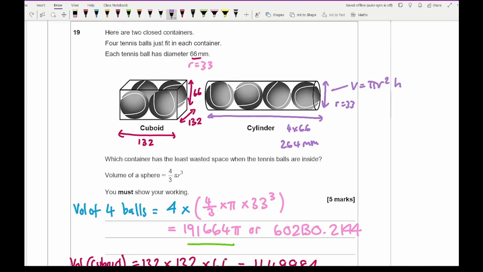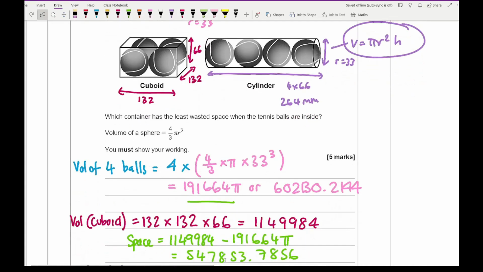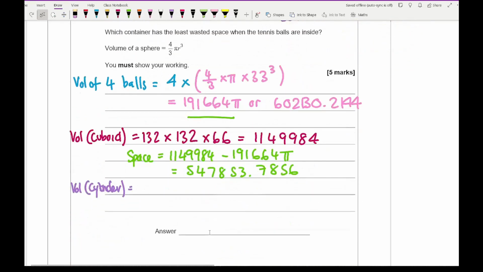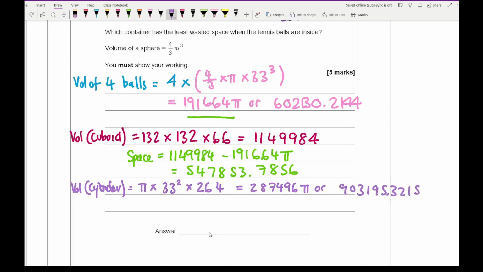So looking at the volume of the cylinder, I'm going to substitute numbers into that formula. It's going to be pi times 33 squared times 264, and that gives me a total volume of 287,496 pi, or 903,195.3215.